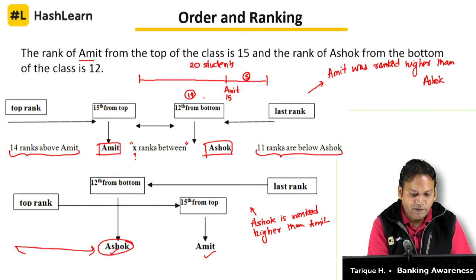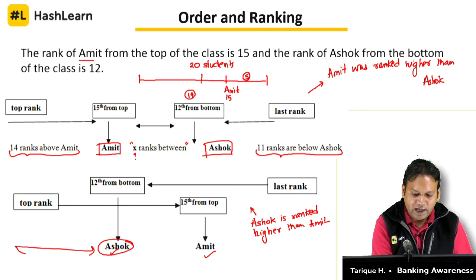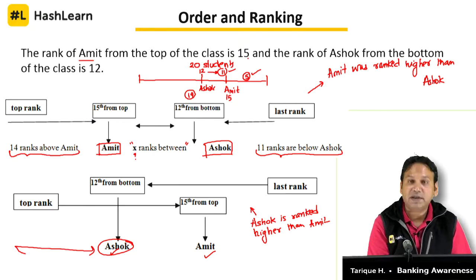And Ashok's rank from the bottom is 12. So from the bottom I see Ashok's rank is 12. Ashok is 12, that means there are 11 persons below Ashok. There are 5 persons below Amit and 11 persons below Ashok. That means Ashok's rank is higher than Amit.